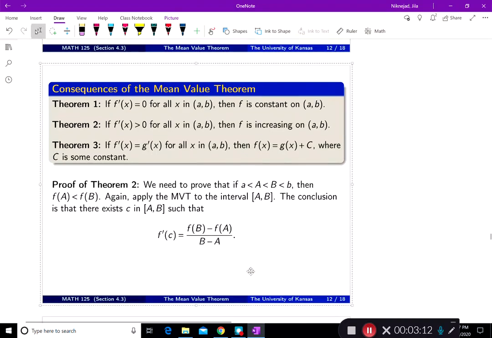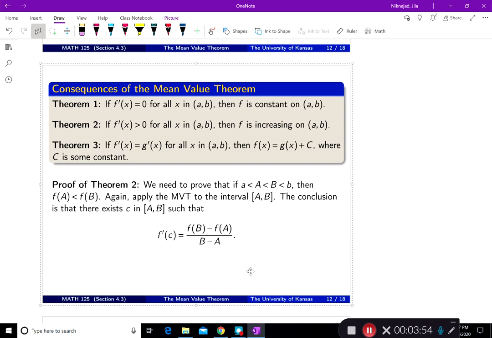Now let's do part 2 of the theorem. This time it's asking if f prime of x is bigger than 0 for all values in (a, b), then f is increasing on (a, b). In this case, let's again choose a and b in the interval, and this time assume b is bigger than a. And then again, writing the mean value theorem, because it works, we end up with f of b minus f of a over b minus a.